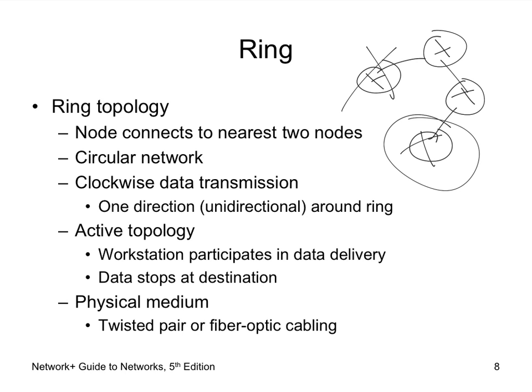It's a circular network, clockwise, like I drew up here, as far as one directional. It's not omnidirectional, it's unidirectional, so just one direction only. It's very active, meaning that the workstations themselves, as you can see up here, work in the data transfer, unlike bus and star that we're going to talk about.